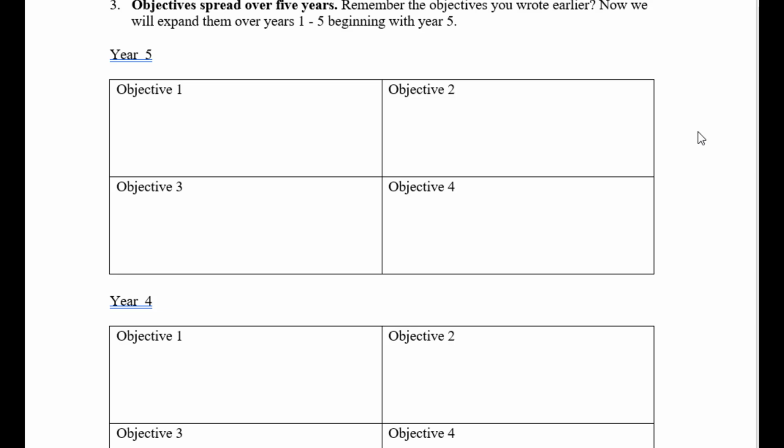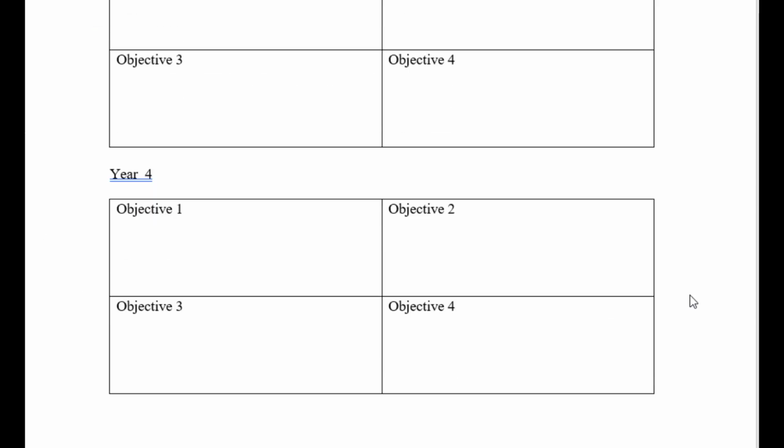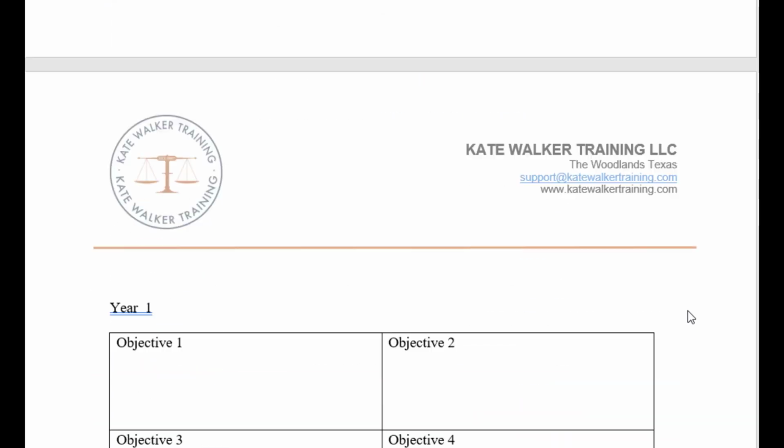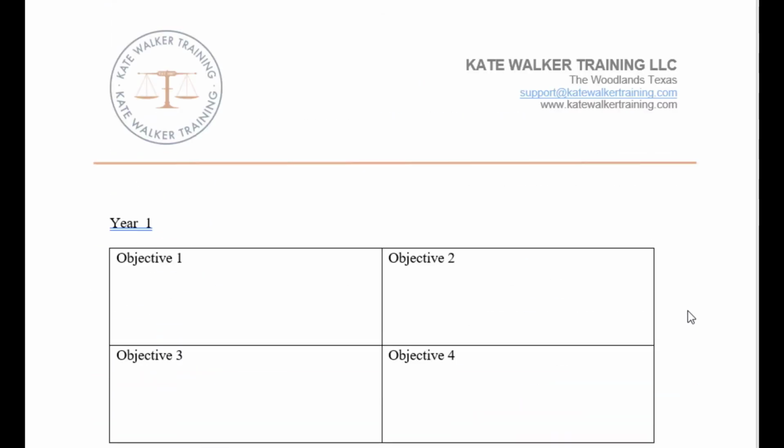Now, you've already thought about this a little bit, so now we're just going to do something called backwards planning. Your objectives spread over 5 years. So we're going to start with year 5. This is where you want to be. And you may not have 4 objectives. It's okay to have just 1 or 2. But the idea is to start with the big goal, and then you'll walk it back to today. And today is year 1.